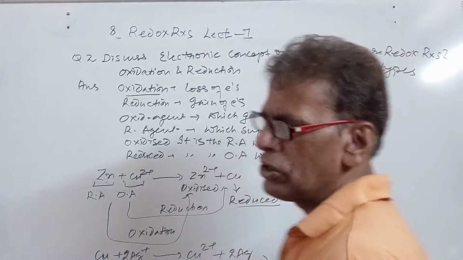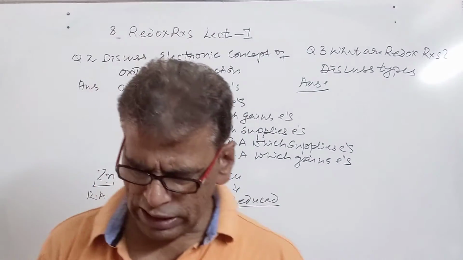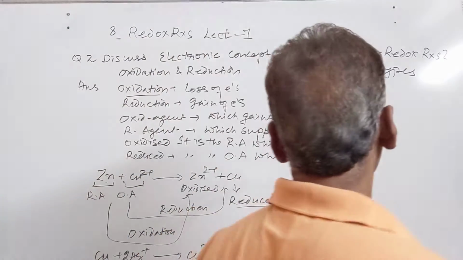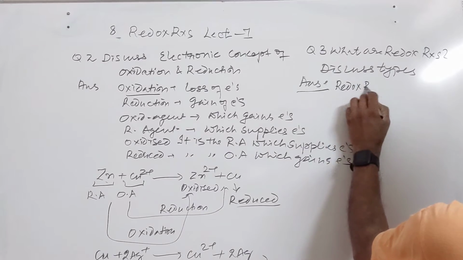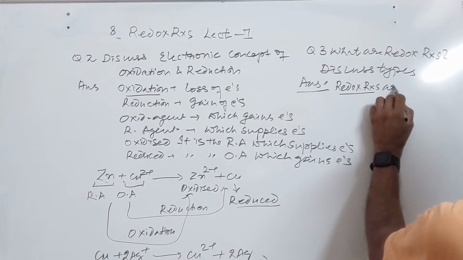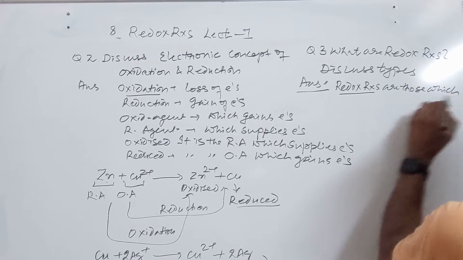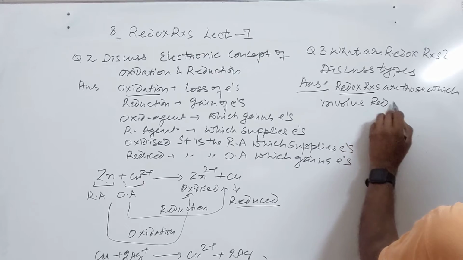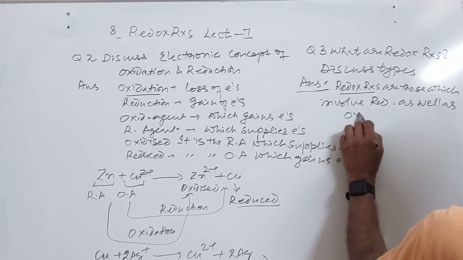Redox. This term is made of two words, red plus ox, because these reactions involve both reduction as well as oxidation. They are called redox reactions. So redox reactions are those which involve reduction as well as oxidation.